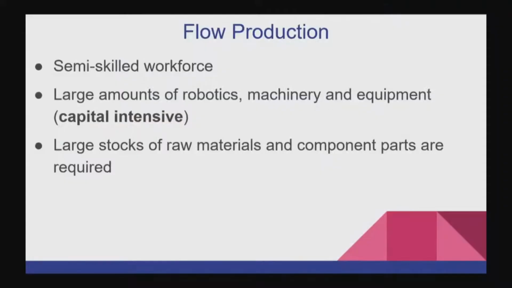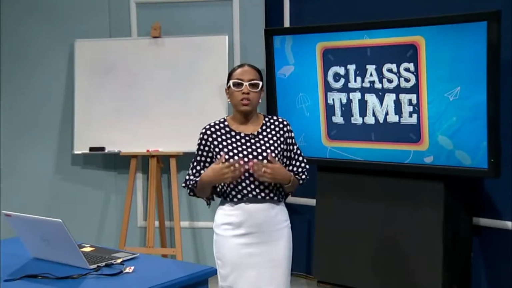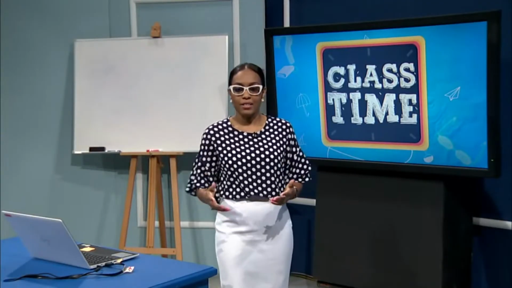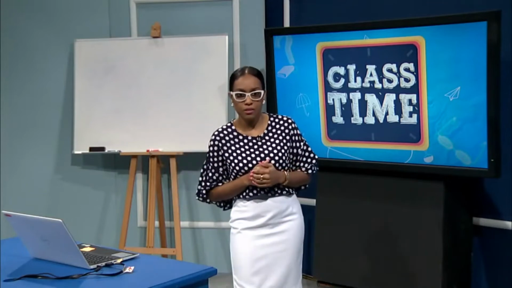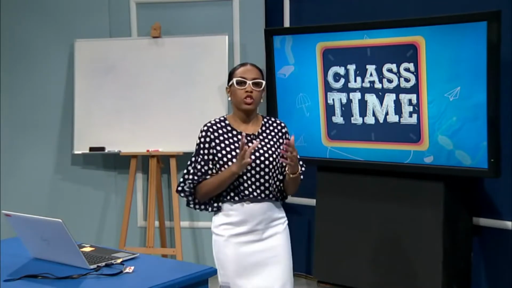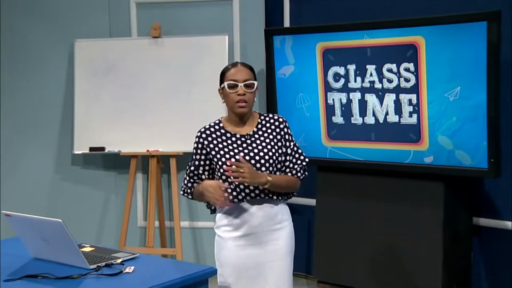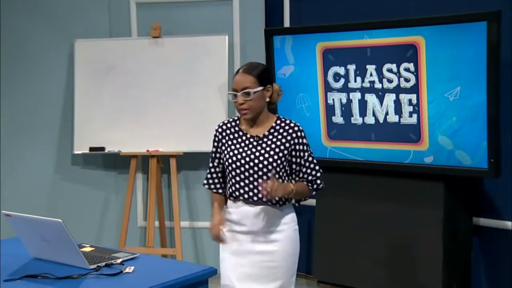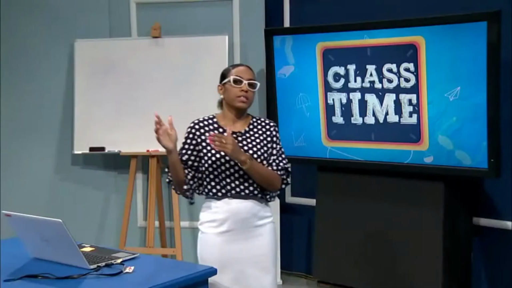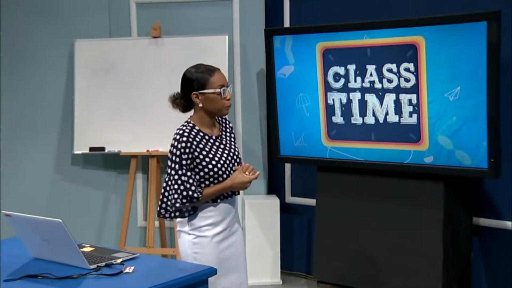Large stocks of raw materials and component parts are required. So because of the type of job that you're doing, you want to ensure that you have all the raw materials, because without the raw materials, you're not gonna carry out the task. Your customer's probably not gonna be satisfied. So you want to ensure that before you even touch a job, you sort out all your raw materials that you would need to deliver. All right, so you have to bear that in mind. So remember now, for flow, it is a continuous sequence that you would follow.